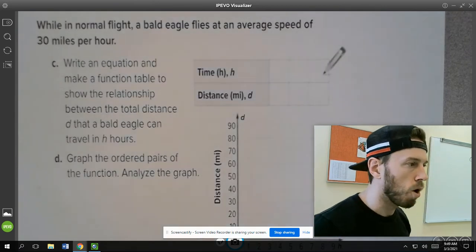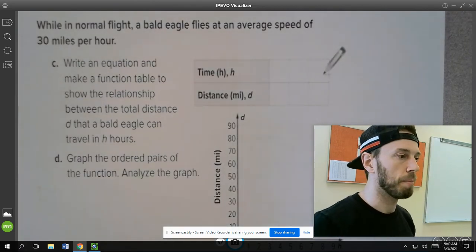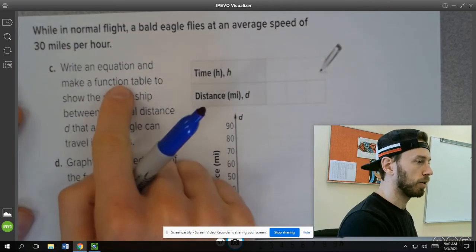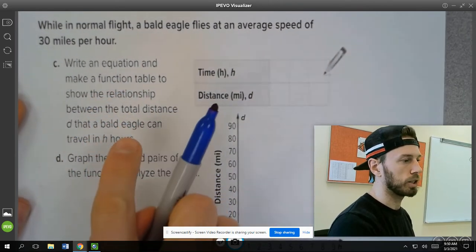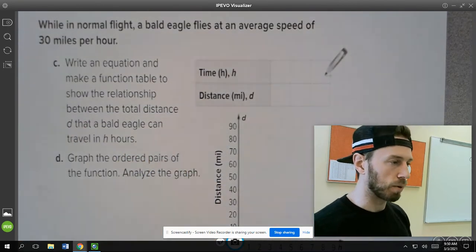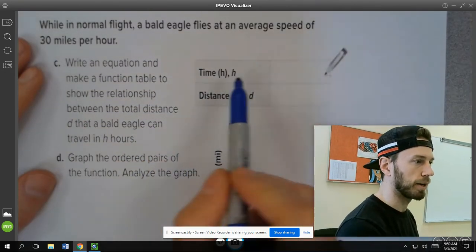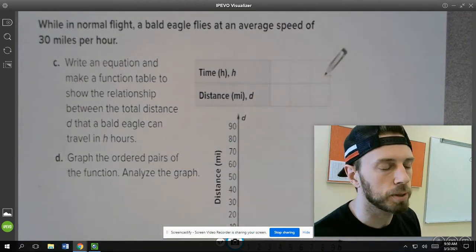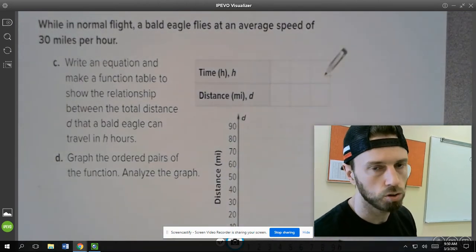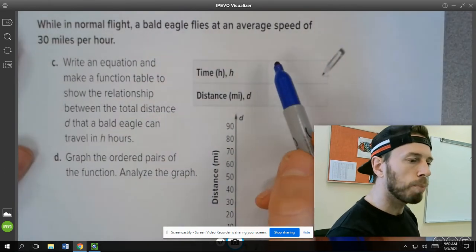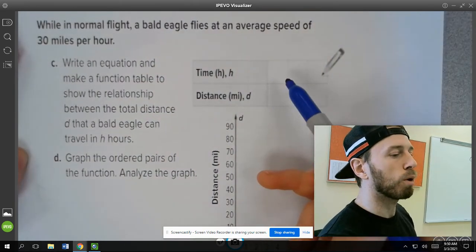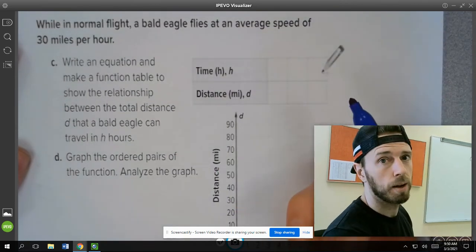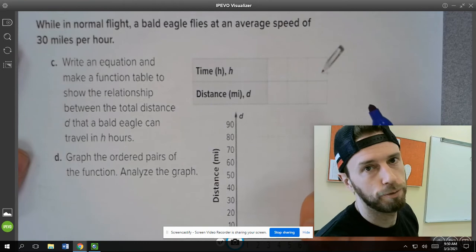While in normal flight, a bald eagle flies at an average speed of 30 miles per hour. Okay, so what we're going to do is write an equation and make a function table to show the relationship between the distance and the hours. For example, on the table over here, you can choose whatever numbers you want for these, but please, please, please, just use easy numbers. There's no reason to pretend that the bald eagle flies 50 hours. That's crazy. Okay, it'll work. You could give me the answer, but you're just going to shoot yourself in the foot on that one.